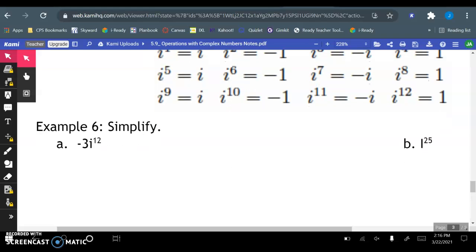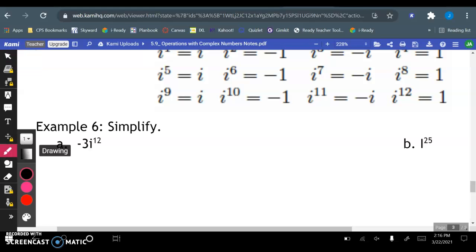So for example 6, we have to simplify. We have negative 3i to the 12th power. So if I go up to the chart, i to the 12th power is 1. So I really have negative 3 times 1, which is negative 3.